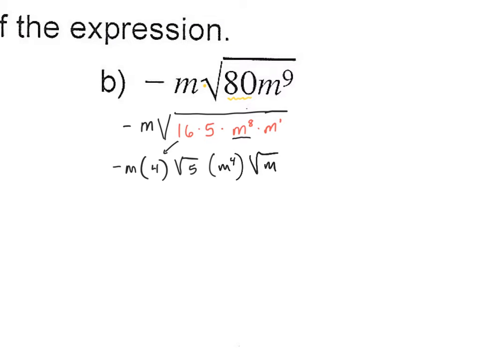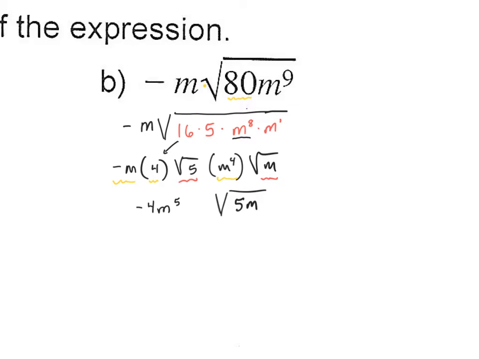And now I have some stuff that remains in the radical. Okay, m and 5 will remain in the radical because I could not find a perfect square for those items. But the other things I've moved outside the radical, I still have negative m, I have 4, and I have m to the 4th. So when I rewrite that, that's going to be negative 4m to the 5th.